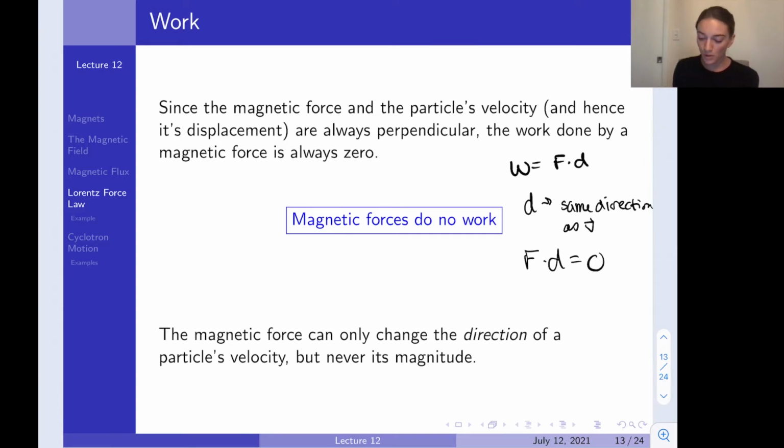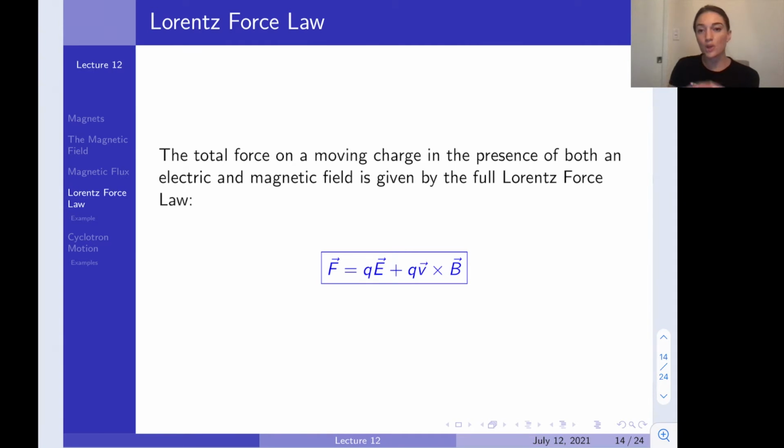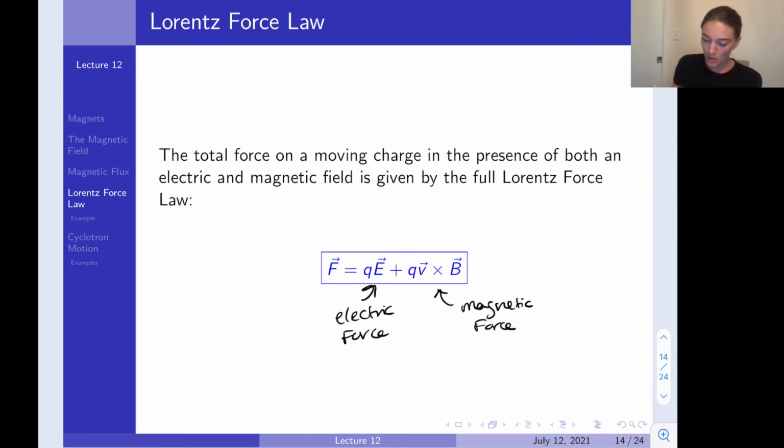Okay, now let's look at the full Lorentz Force Law. The total force on a moving charge that takes into account both the electric and magnetic fields is given by this Lorentz Force Law. So we have the electric portion, which we've seen already. So this is the electric force. And then this is obviously the magnetic force. The electric force will always be either parallel or anti-parallel to the electric field, whereas the magnetic force will always be perpendicular to both the magnetic field and the velocity that your charged particle is moving.